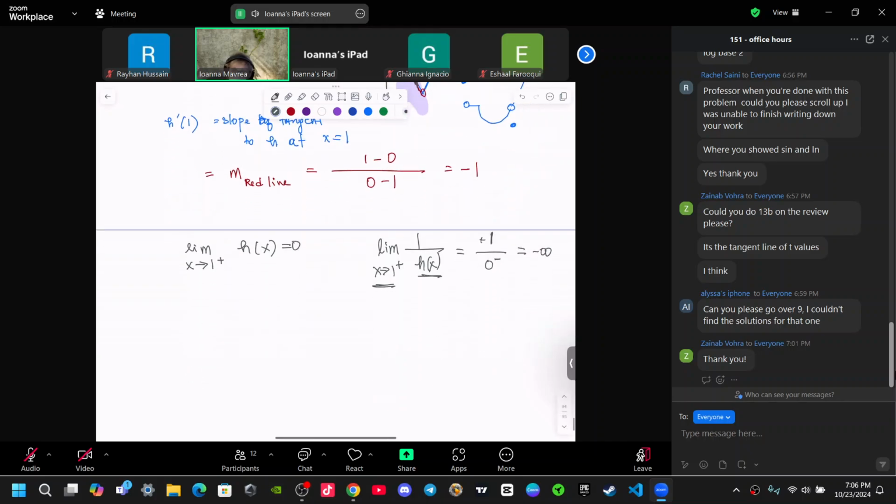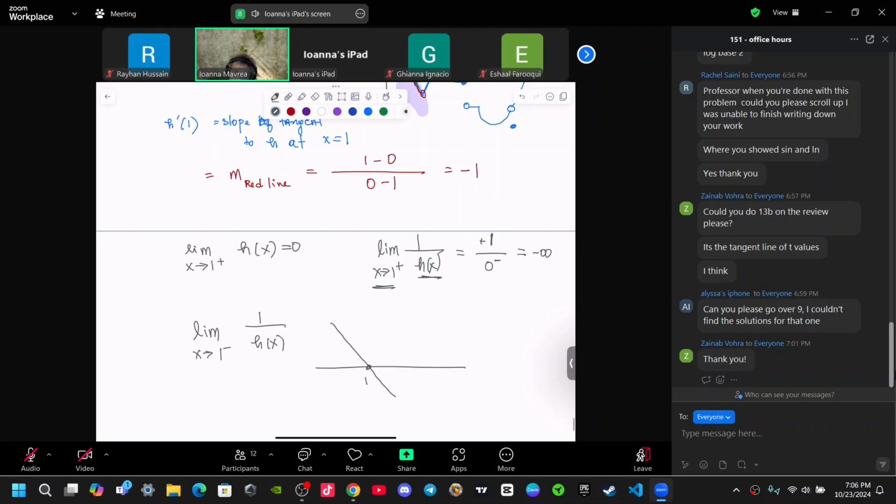Okay. And similarly, I'm asking the question from the other side. So from the other side, the graph looks like that. This is 1. So this is the x-axis. So if you're walking on the graph from the left side, you're here, where h is clearly positive, but you're approaching a y coordinate of 0, right? Here the y coordinate is 0. So this is 1 over 0, positive, but you're approaching 0 from positive y coordinates. So this is going to be positive infinity.